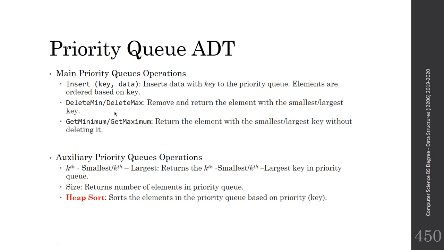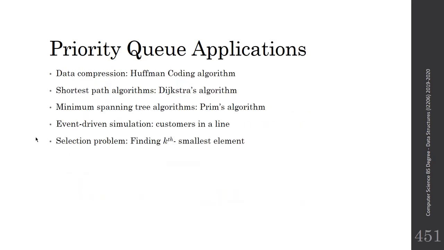We have different names here, however the functionalities are the same as a queue, as we have already done. As for the auxiliary operations for the priority queue, we can find the k smallest, the k largest, the size of the priority queue, and most importantly for now, to do a heap sort using a priority queue or a heap. As for applications, we have already used the priority queue in Dijkstra and the minimum spanning tree in Prim's algorithm. We can also use it in the Huffman coding algorithm in data compression, and, for example, in finding the k smallest element in an array.